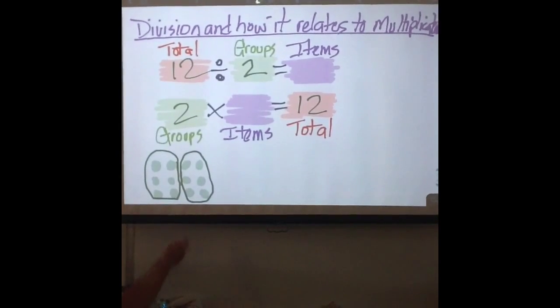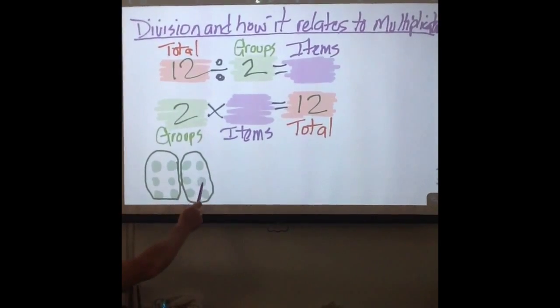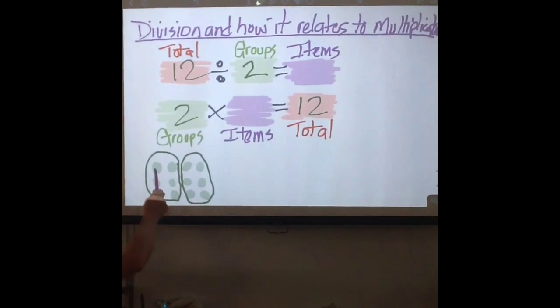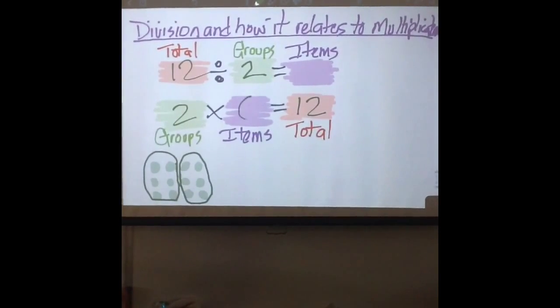Well, let's check it out. We have 1, 2, 3, 4, 5, 6. We have 6 items in this group. How many do you think we have in this group? You have to have 6. Yeah, the same thing. 1, 2, 3, 4, 5, 6. They have to be equal in both groups. So our 6 goes here.